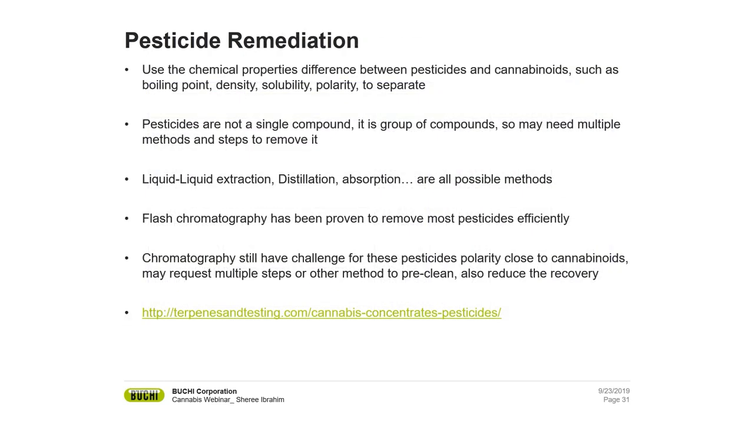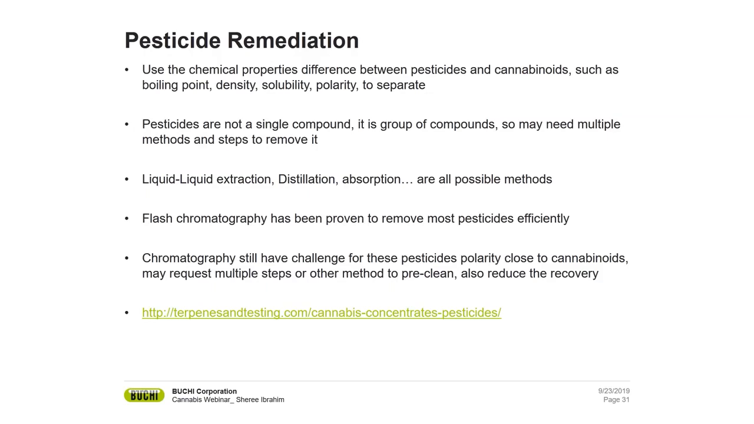We use the chemical property differences between pesticides and cannabinoids, such as boiling point, density, solubility, and polarity, in order to separate them. It's important to understand that pesticides are not a single compound. It is a group of compounds, as I've shown you on the previous slide, and they may require multiple methods and steps to remove. For example, liquid-liquid extraction, distillation, and absorption are all possible methods. Flash chromatography has been proven to remove most pesticides efficiently.